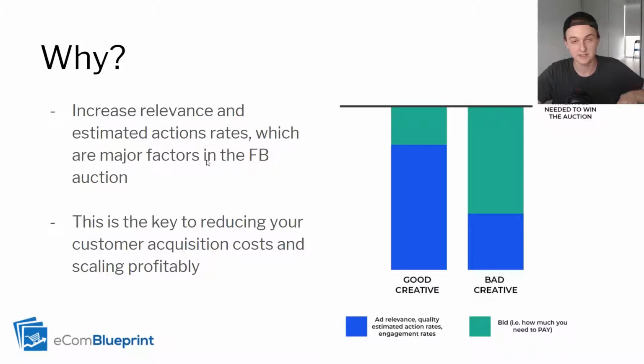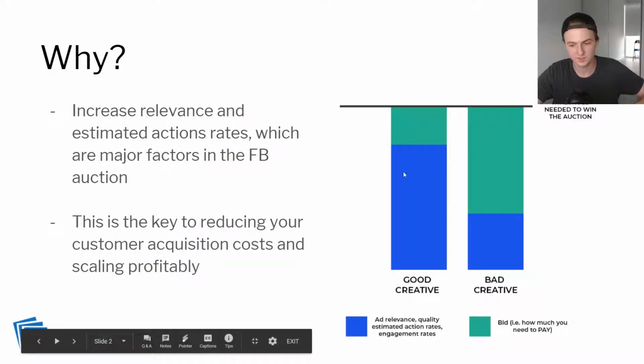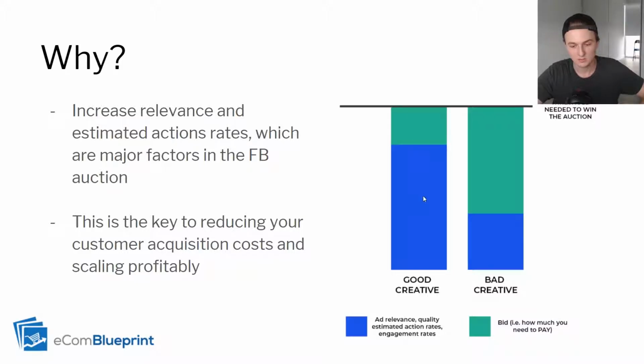And so by testing a lot of different ads with your top audiences, this is essentially the key to reducing your customer acquisition costs and scaling profitably. And I've already explained this in the important Facebook ads theory, the first lesson in this module. So if you haven't watched that, I'd recommend watching it. And this graph sums it up, right? So with a good creative, you have to pay a lot less. This green part is how much you have to pay. With a bad creative, you have to pay a lot more. And so that's why you want to test a lot of creatives.